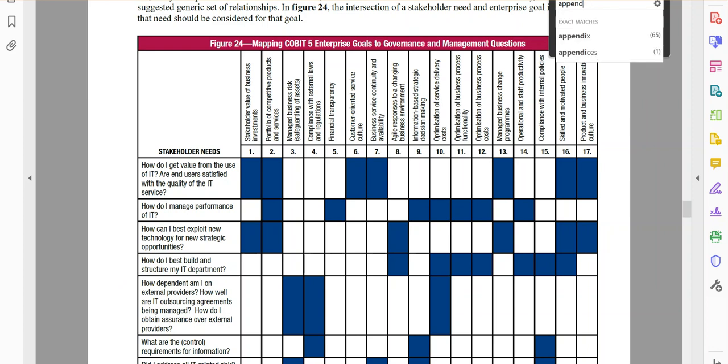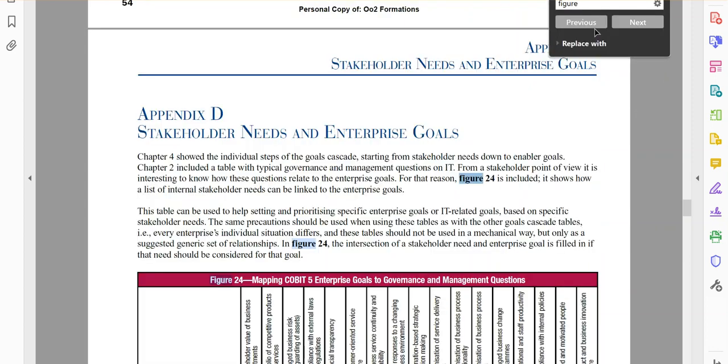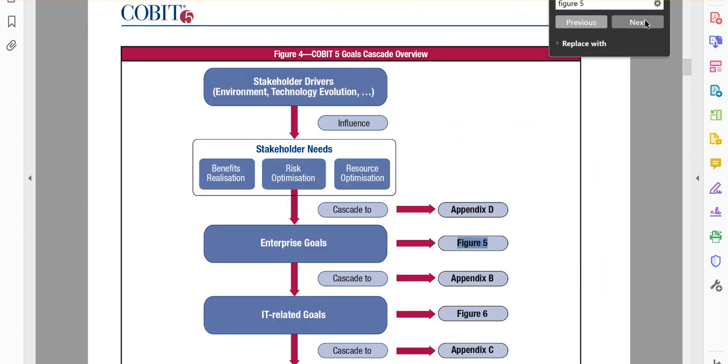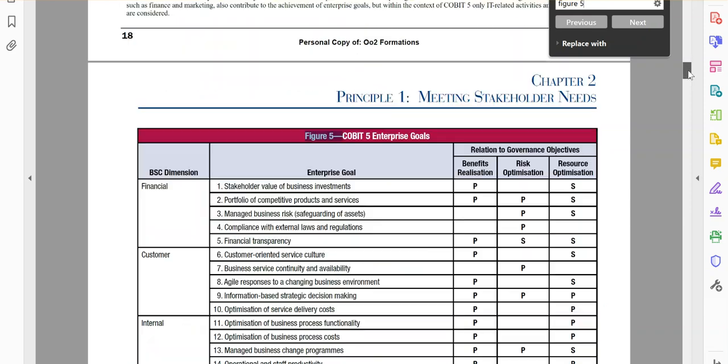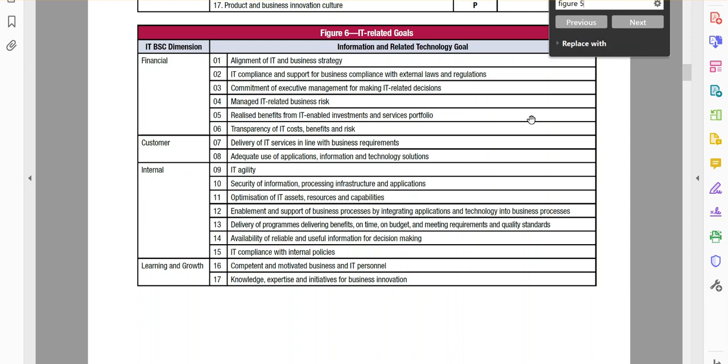Let's move to the figures, I think we have figure 5 and 6. Okay, this is figure 5. So we have the 17 enterprise goals defined by COBIT. Here we are grouping them using the balanced scorecard dimensions, the four dimensions. Here we are mapping them with the value creation elements, benefit realization, risk optimization, and resource optimization, whether primary or secondary. We should do the same for the IT related goals, which is figure 6 now. So again, the 17 IT related goals are grouped based on the balanced scorecard approach.